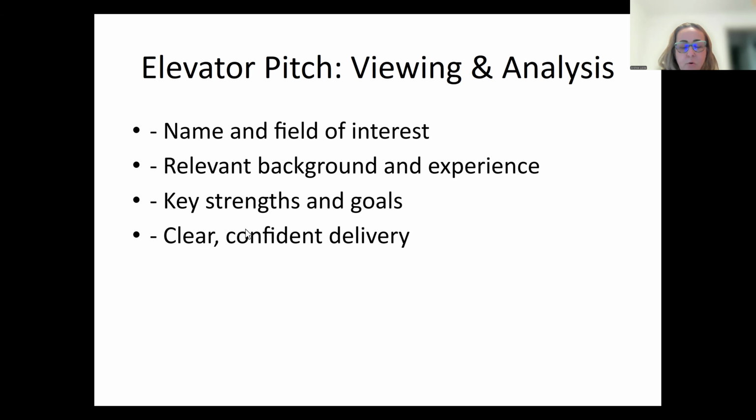An elevator pitch is called an elevator pitch because it should be short enough to share during a quick elevator ride with someone you met who could help you with your career. Okay. And let me read an example of an elevator pitch.